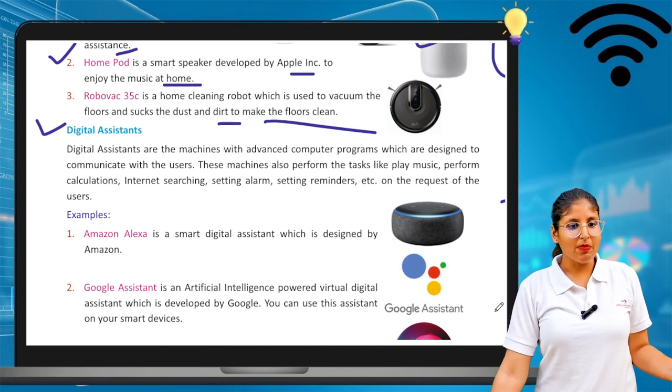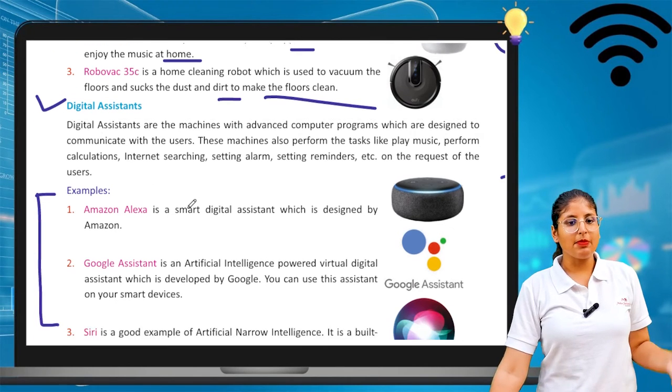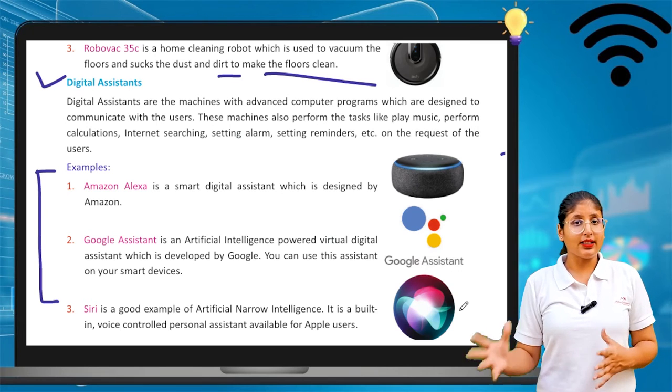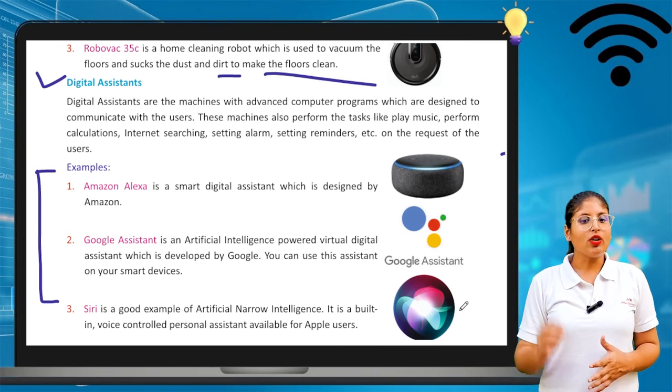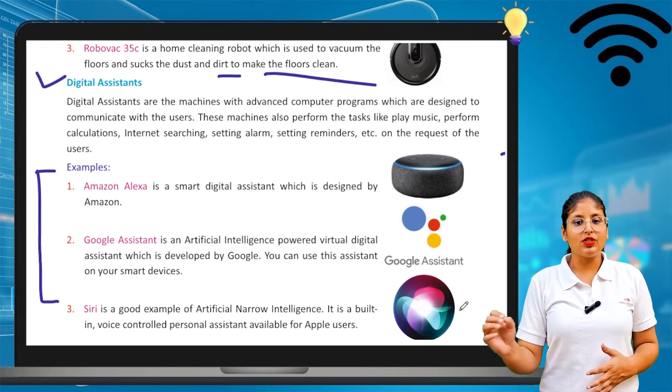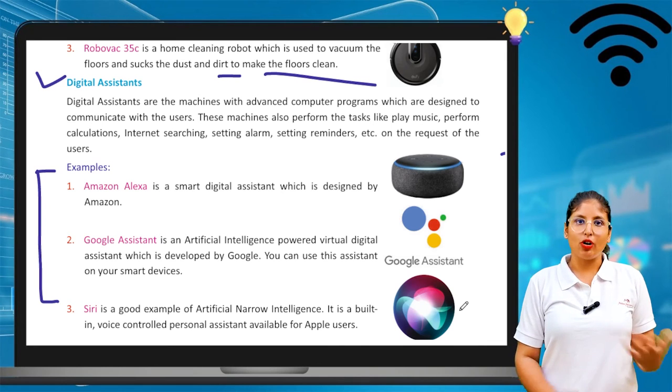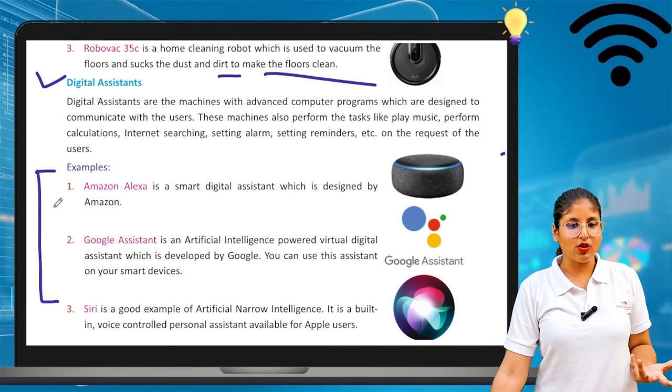Okay, here are some examples. First is Amazon Alexa. Amazon Alexa is very popular nowadays. It is a smart digital assistant designed by Amazon. Because it is designed by Amazon, that's why it is Amazon Alexa.